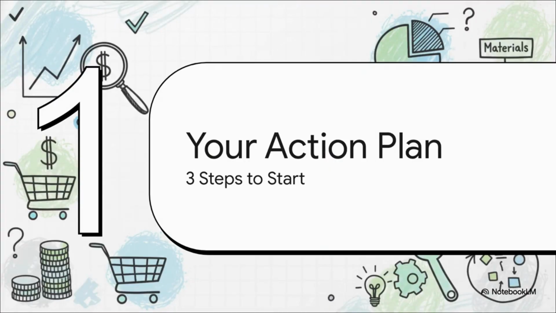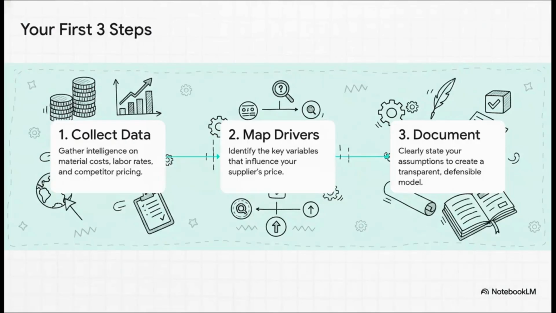Okay, so you've seen the why. Now let's get into the how. Here's a simple 3-step action plan you can literally start using today. First up, collect your market data. Get smart on raw material prices, what labor rates are, what competitors are paying, all of it. Step 2, map out those cost drivers. Figure out which of those variables has the biggest impact on the final price. And third, document your assumptions. Write down why you believe the labor rate is X or the material cost is Y. This builds a rock-solid foundation for any conversation you're going to have.